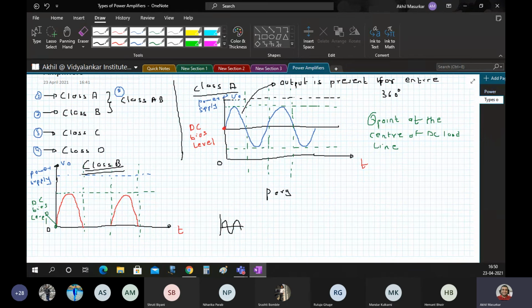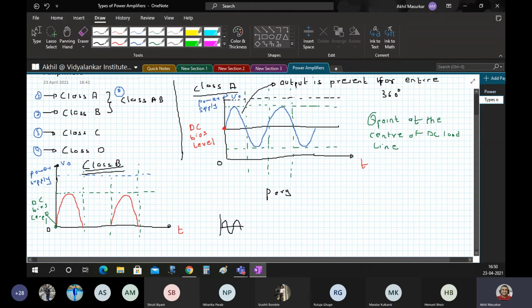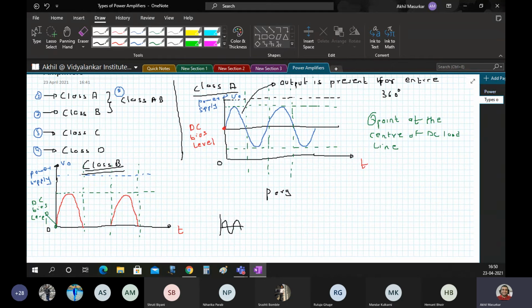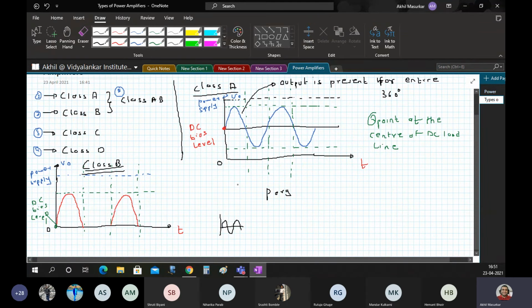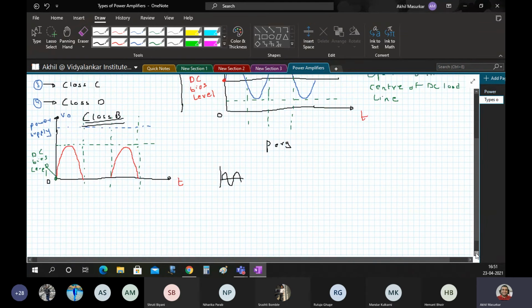That is why we say two class B circuits can be used, one to provide output on the positive output half cycle and the other to provide operation on the negative output half cycle. The combined half cycles then provide an output for a full 360 degree operation. This type of connection is referred to as push-pull operation.